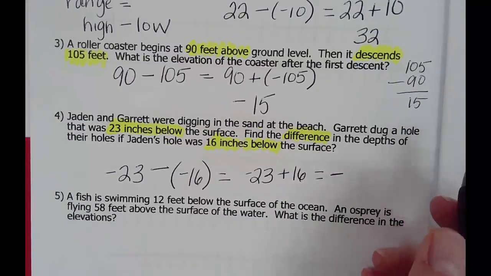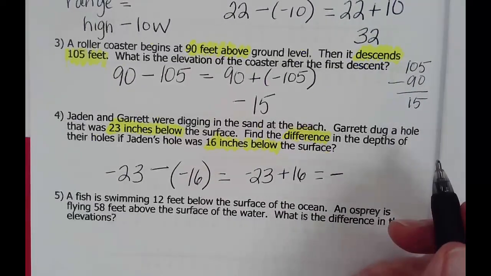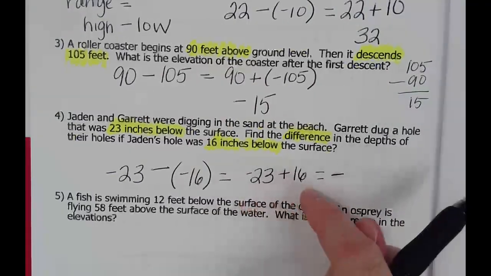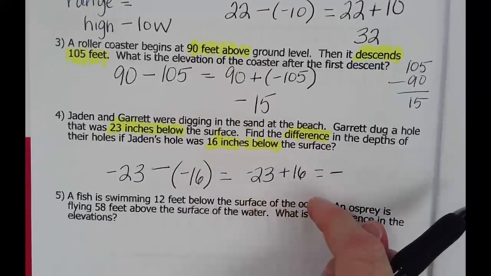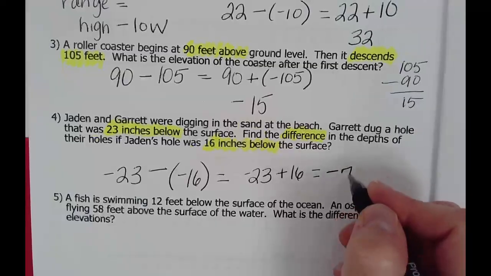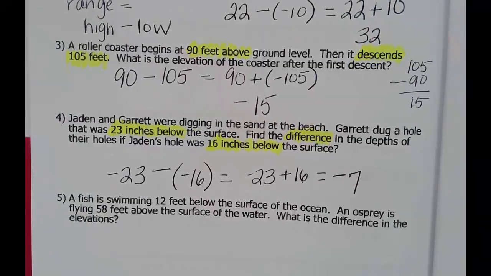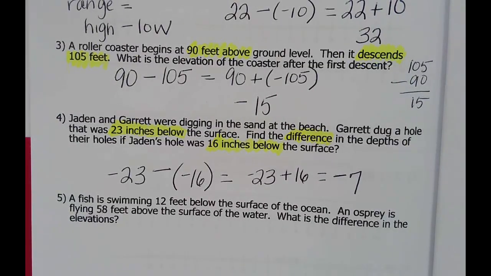39. Whoa, how did that happen? Wait, what? 17 or 7? Oh, I didn't change it. Why is it negative 7? Because we're subtracting them. And if I'm at 16, I count up to 23. It's a difference of 7.